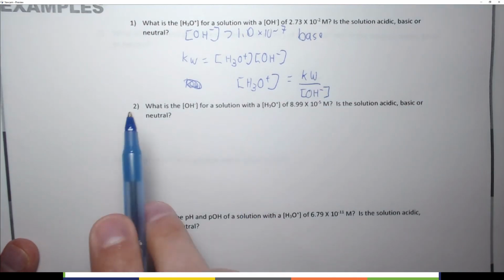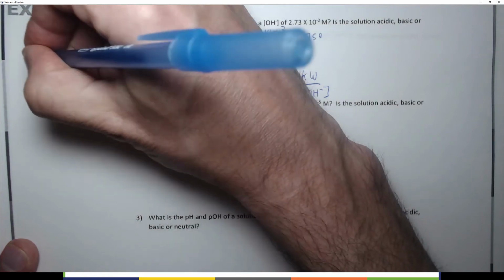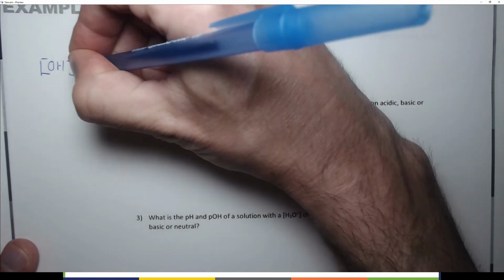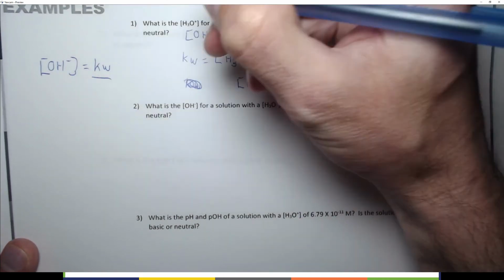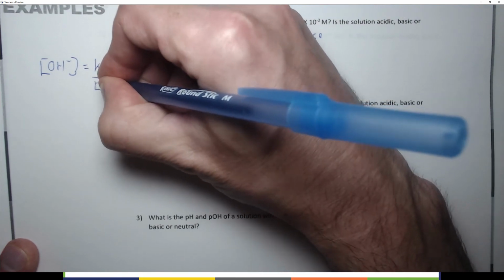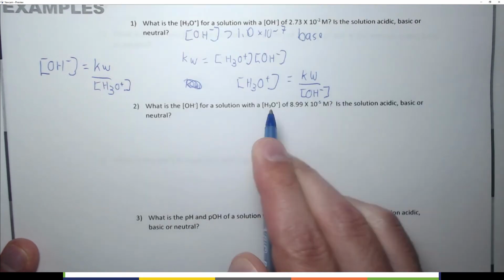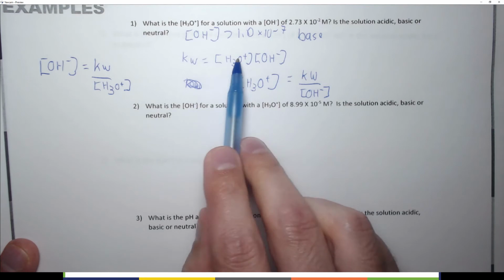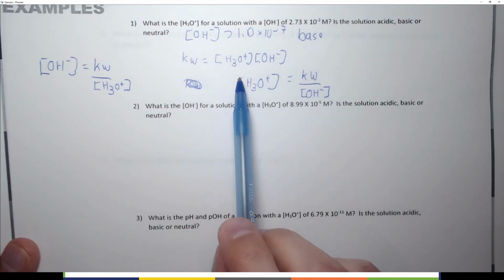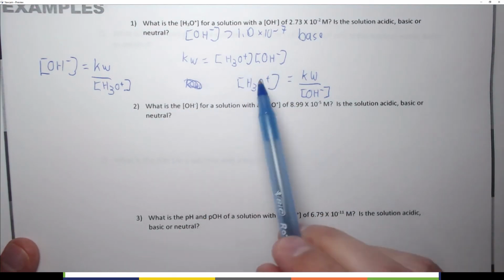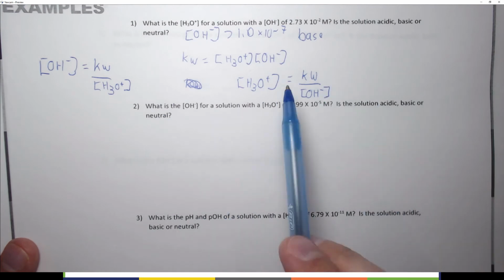Note that if you wanted the other one, the concentration of OH minus equals the Kw divided by the concentration of H3O plus. It doesn't matter because they're both multiplied, so you're just going to divide by the one that you have and leave the one that you're looking for on the other side. But mathematically they're the same thing.